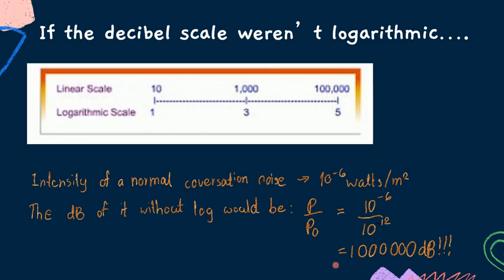So without the logarithm, the scale would be very large, too large for us to comprehend. So that's why we use a logarithm in the formula, and that's why the decibel scale is a logarithmic scale.